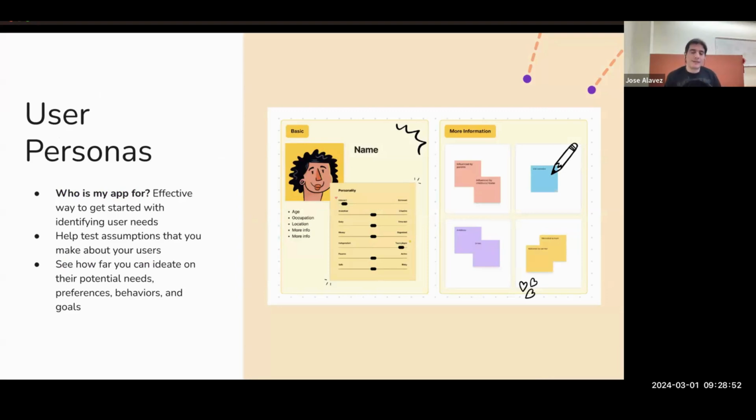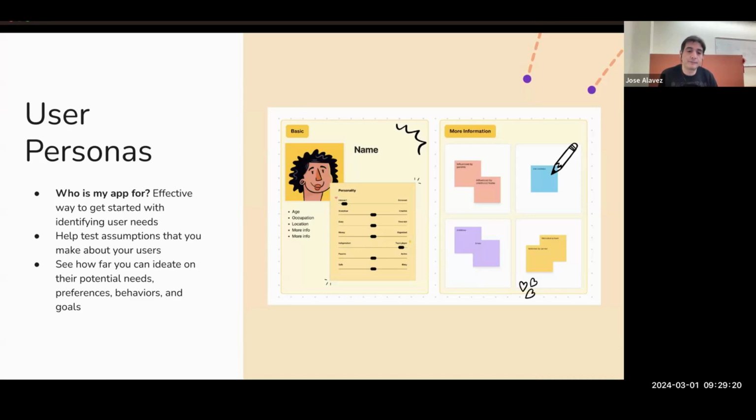So one of the stars for human-centered design is to create user personas. And it's something that you already start doing when you start working in your work document. And that's when you start answering the question, who's my application for? You don't know who are going to be the potential users, but you have an idea. And creating user personas is going to help you to refine that idea.